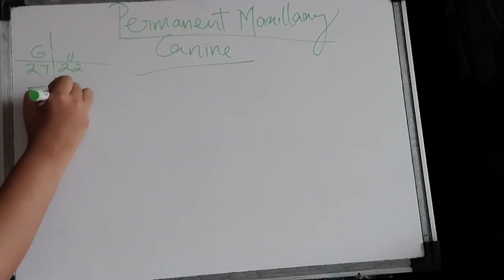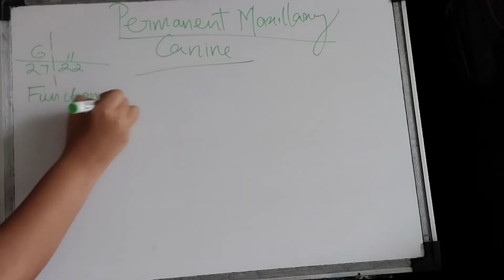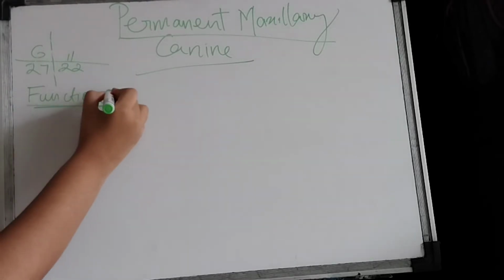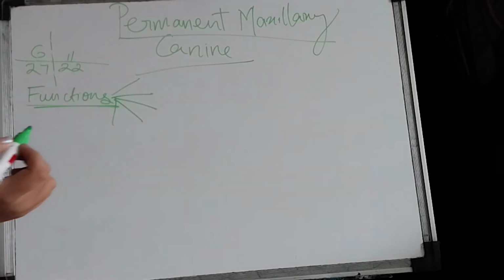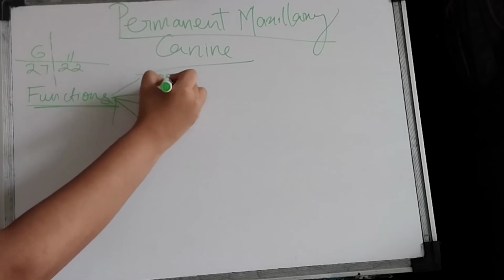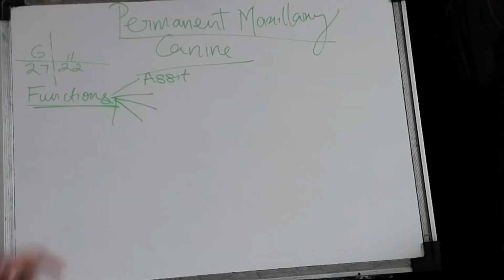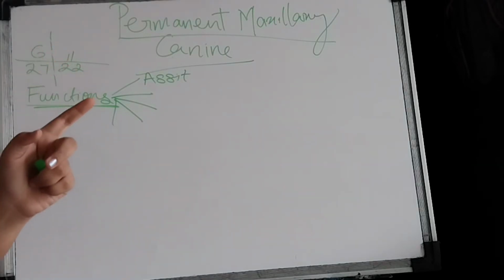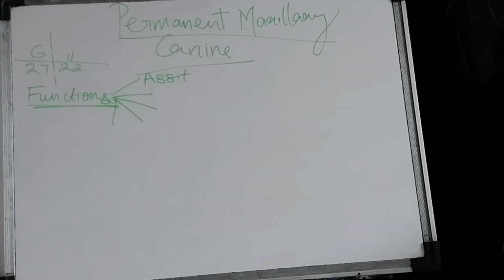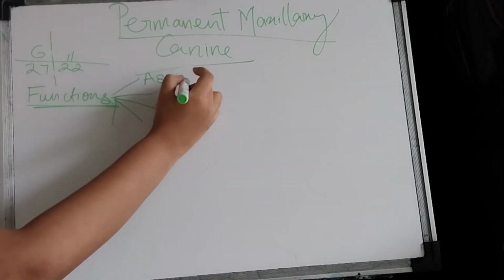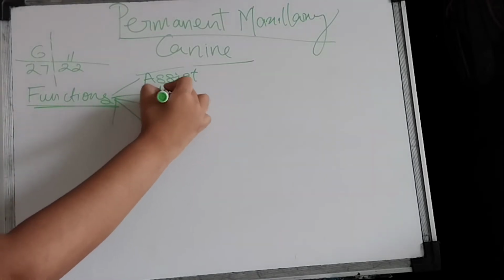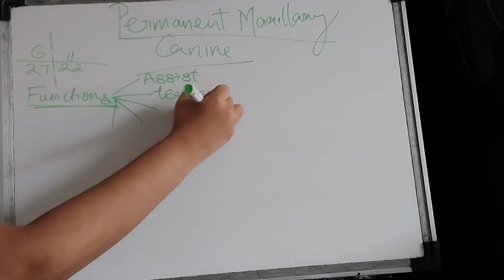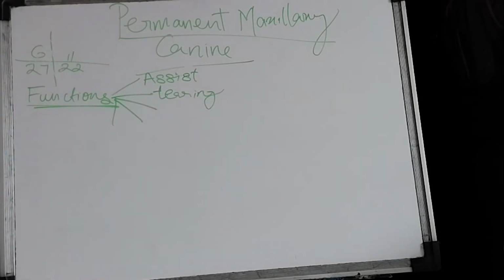What are the functions of canines? So there are 5 main functions. First, they assist the permanent incisors and premolars in mastication. Okay, so they assist those teeth, and the main use is tearing the food. What is the main function? They help in tearing the food.